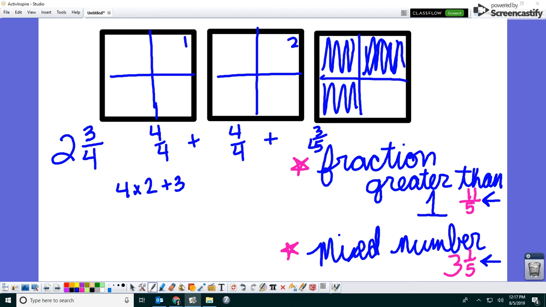I'm so sorry. This should be a 4 right here. We're not going to worry too much about that. It's a 4 3/4, not 3/5.